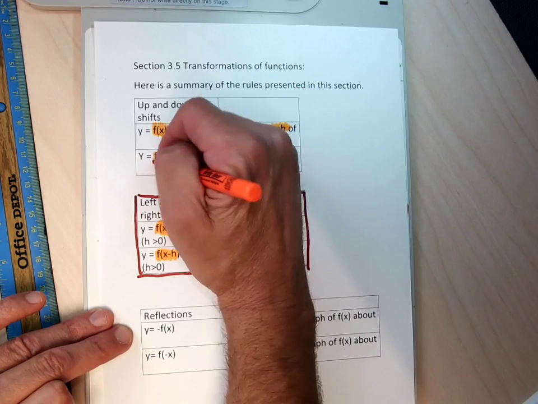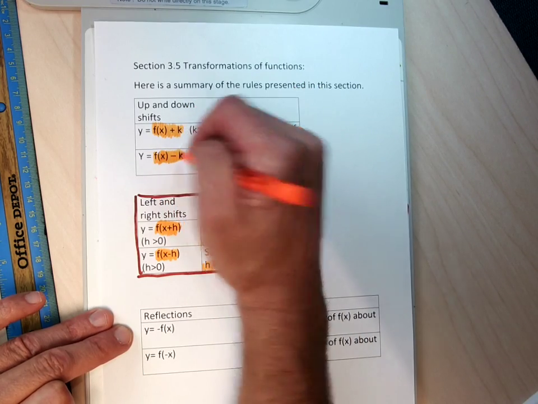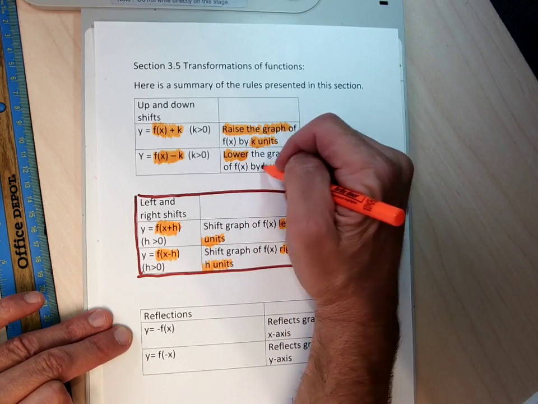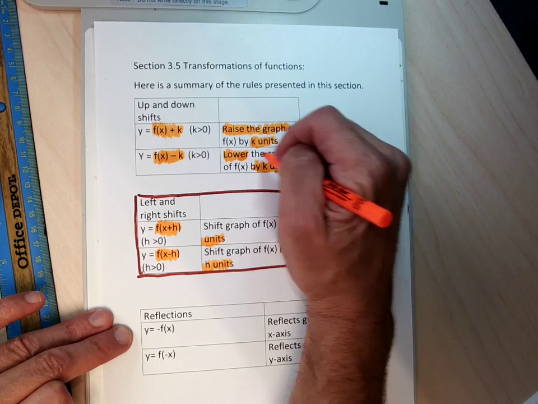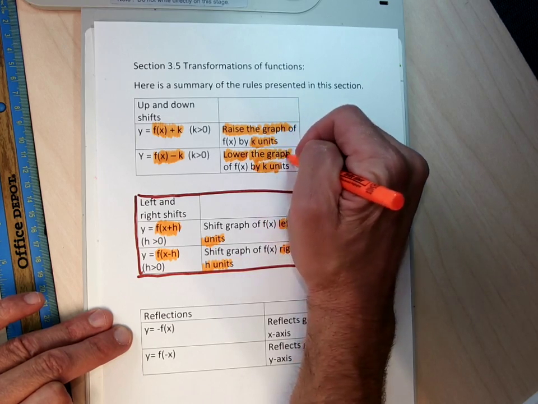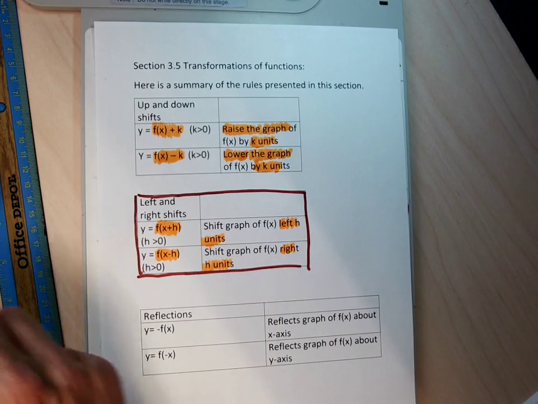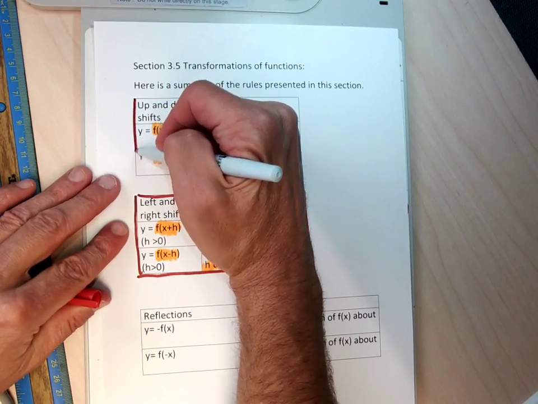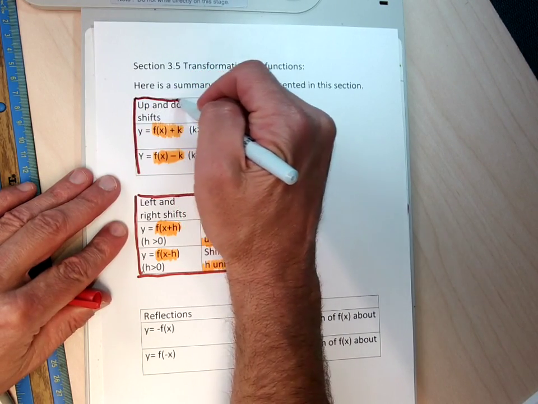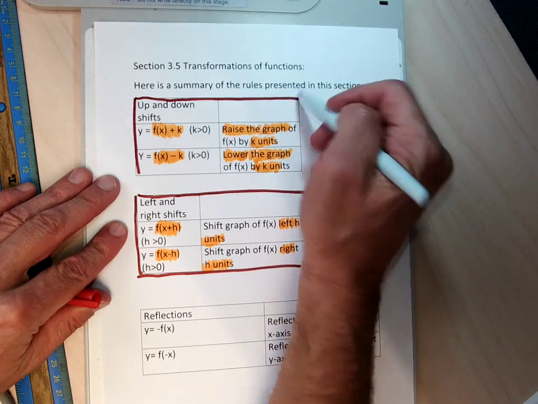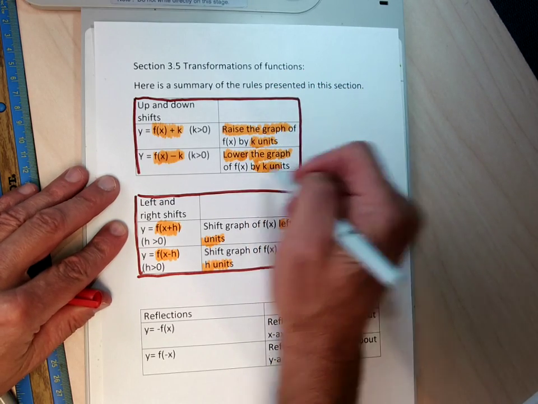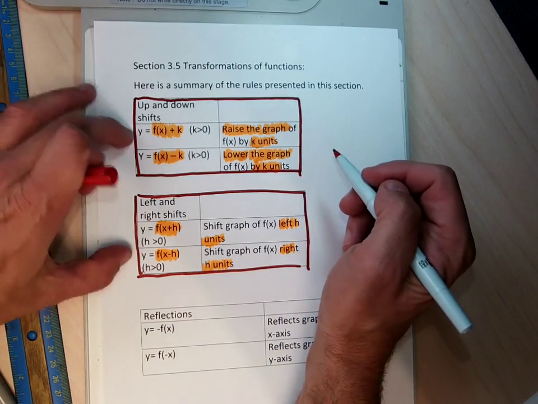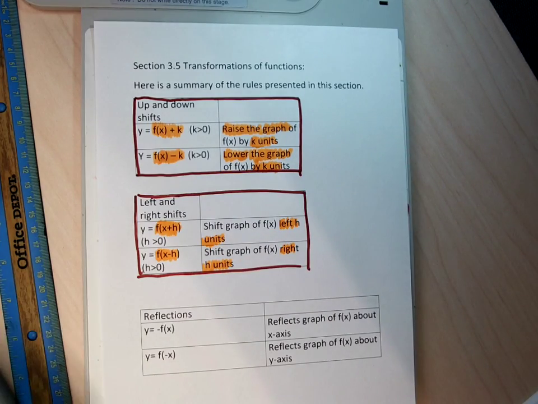And if I subtract a number outside the parentheses, it's going to move the graph down that many units. So the big difference between this video and the first video is the number that's being added or subtracted isn't inside a parentheses. That makes it so I can't duplicate the y's because the y's get changed. It makes it so the graph moves up or down.